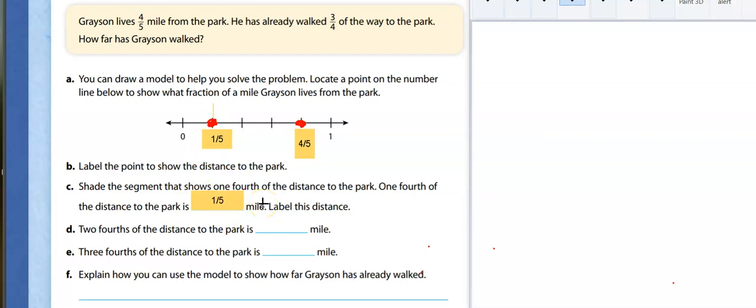Now D asked us to find 2/4 of the distance to the park. So again, if we're finding the distance from the park to his house, we know that's 4/5 miles. So 2/4 would land us 1, 2, right here, 2/4. So let's go ahead and mark that now. This is 2/4. Now 2/4 of the distance from the park is how many miles out of the entire mile? So it's 1, here's 1/5, this will be 2/5. So let's go ahead and mark 2/5 in our next space.